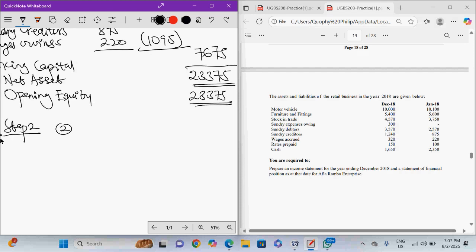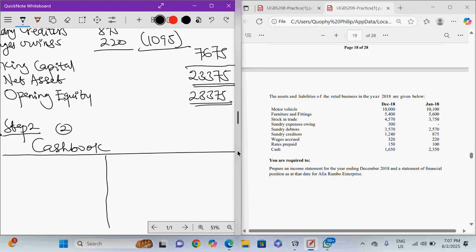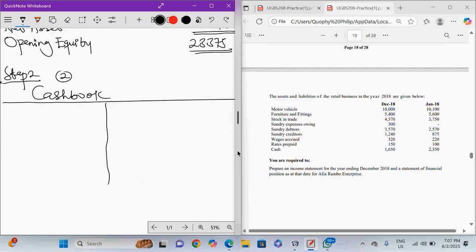Second step is to prepare the cash book using cash or bank transactions. I'm sure you have been given the cash and bank transactions. Yes. So for the cash book, we know that the debit side is the receipt side, and the credit side is the payment side.